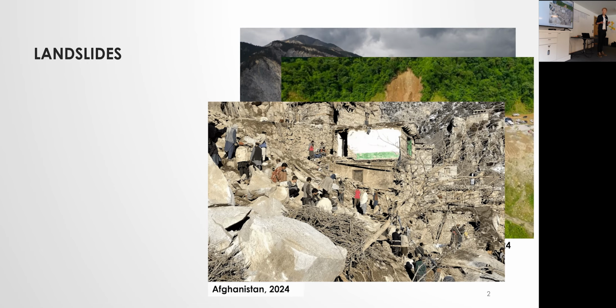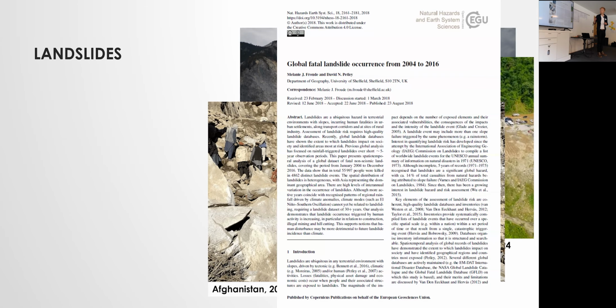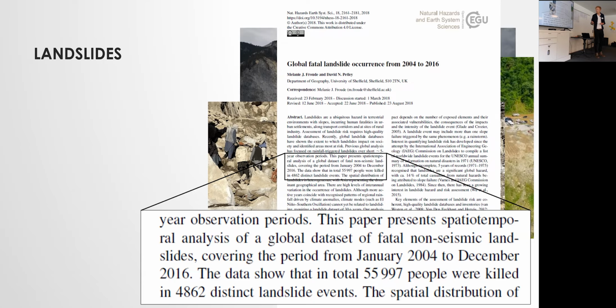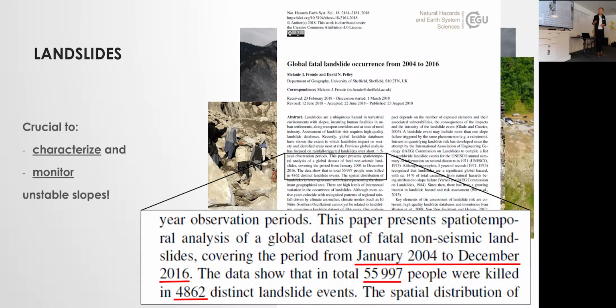And to quickly quantify these fatalities, I found this paper from 2018, and I would like to highlight one section, where they state that in the period from January 2004 to December 2016, their data shows that close to 56,000 people were killed in almost 5,000 distinct landslide events. And I think that this really highlights that it's crucial to characterize and monitor such unstable slopes.